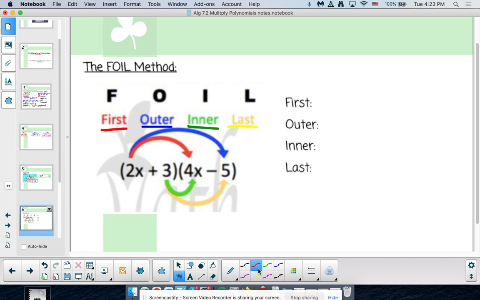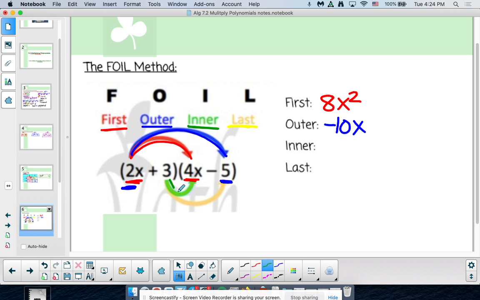So the F stands for first. That means I'm going to take the first terms of each binomial times each other. So I'm going to get 2x times 4x. So 4x times 2x is going to give us 8x squared. Okay, now we're going to go to the outers. That means the outside ones, the ones on the outside. So 2x times negative 5 is negative 10x.